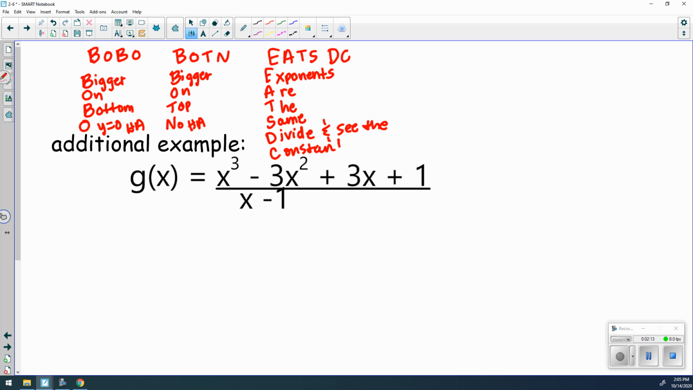Okay, let's see if this helps us figure out what our asymptotes will be. So for our additional example, we have this function g of x. What I see right now is that we have a bigger exponent on top. So bigger on top means no horizontal asymptote. Okay, so what do I do? Horizontal asymptote, none. So then what I'm going to do is do some long division.